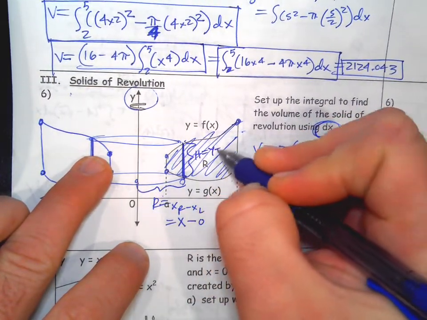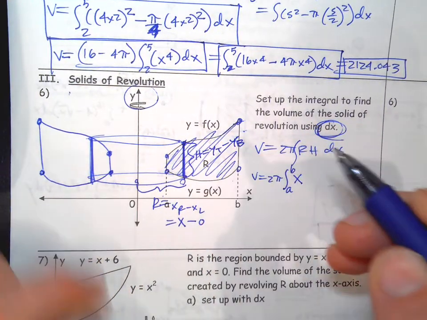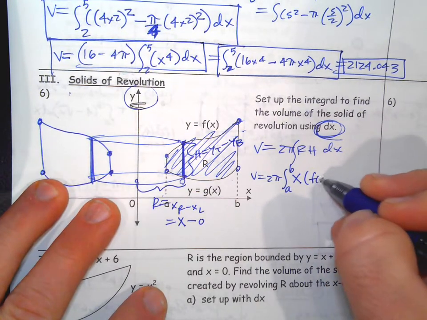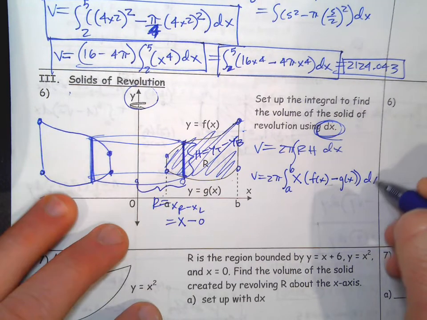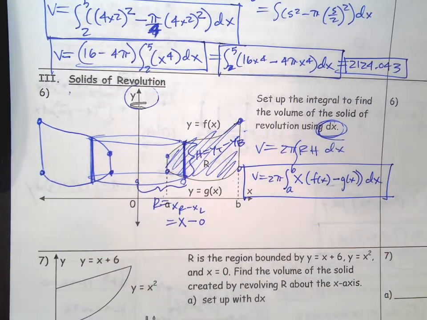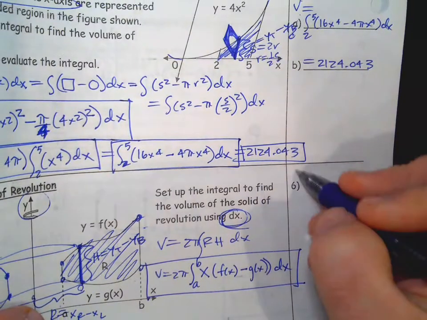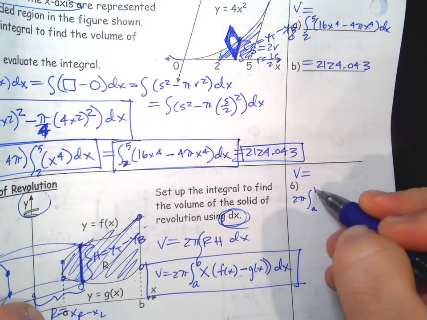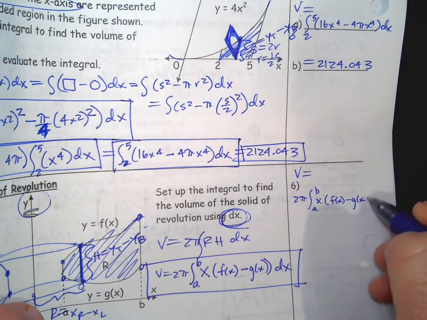That's y top minus y bottom. The size of the height changes as you move along the curve. Y top in terms of x is f of x. Y bottom in terms of x is g of x. And that's your setup for this sort of generic problem. Okay? So volume equals 2 pi integral from a to b of x times f of x minus g of x dx.